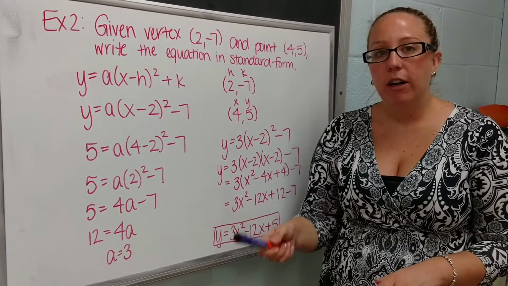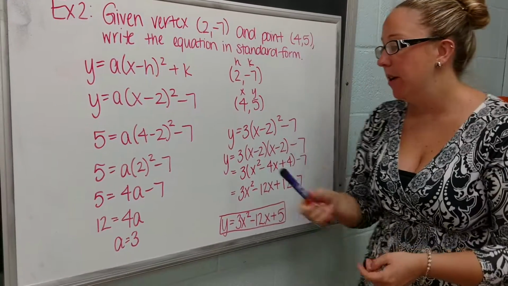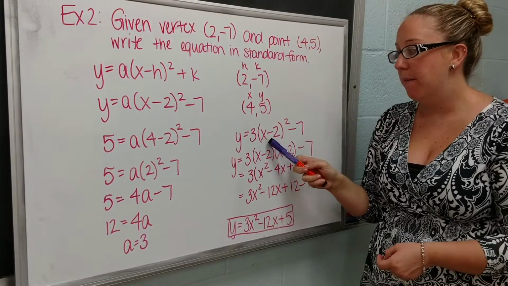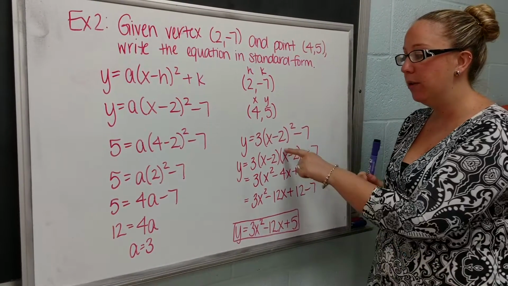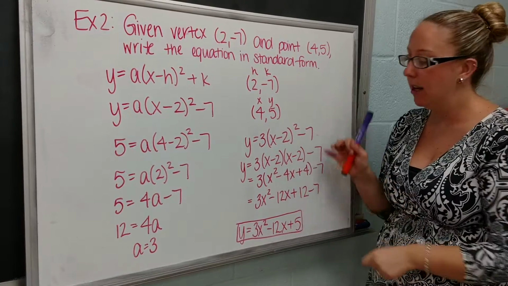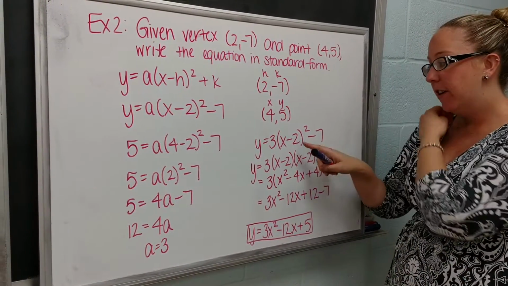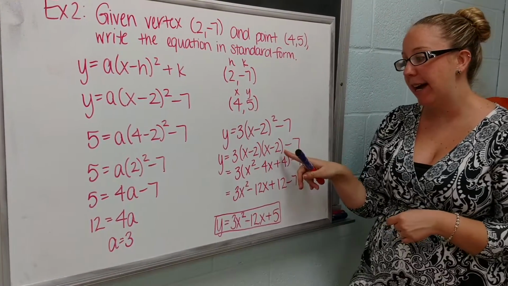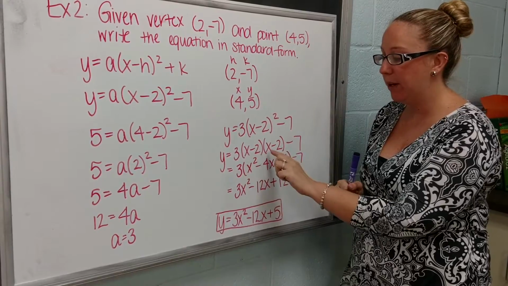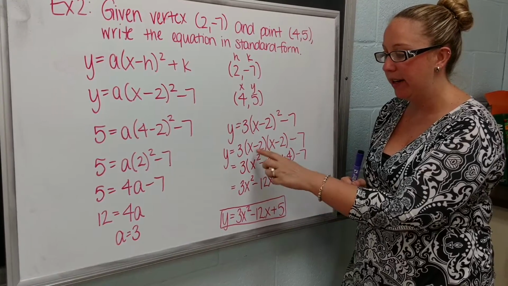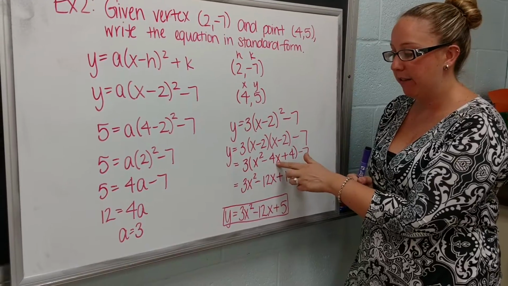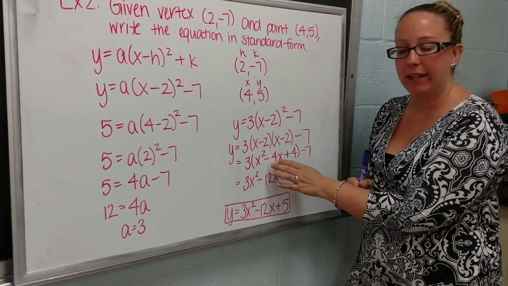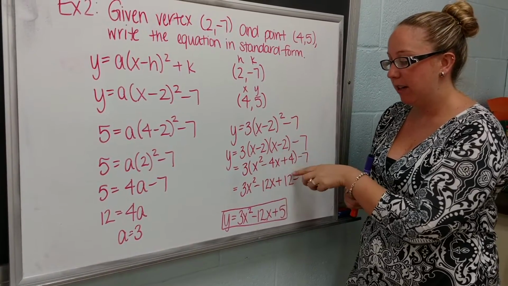So when you go to write your equation, you should start in vertex form. You want to start with y equals 3, because that's your a value that you solved for, 3 times x minus 2 from your vertex squared minus 7 from your vertex. And from here, the first thing you want to do is this x minus 2 squared means that you want to set it up as x minus 2 times x minus 2, and you want to FOIL. So you want to do the first terms, x times x is x squared. The outer terms, x times negative 2 is negative 2x. Inner terms, negative 2 times x is negative 2x. And when you add those together, that's where you get that negative 4 from. And negative 2 times negative 2 is 4.